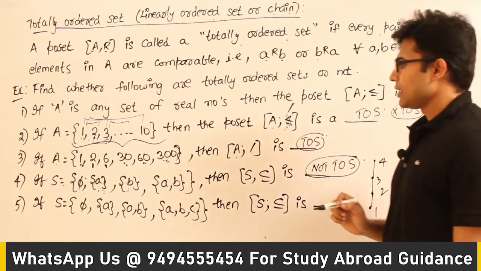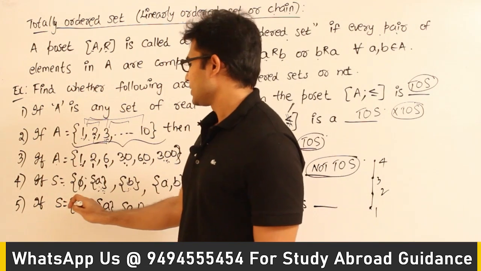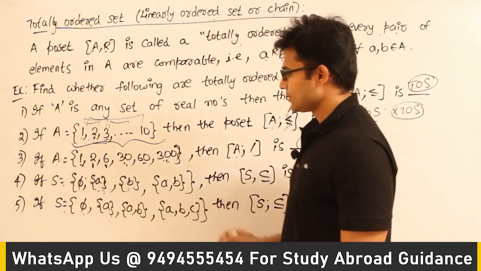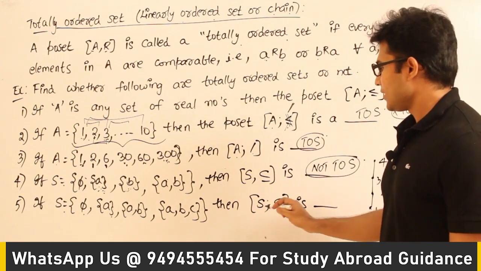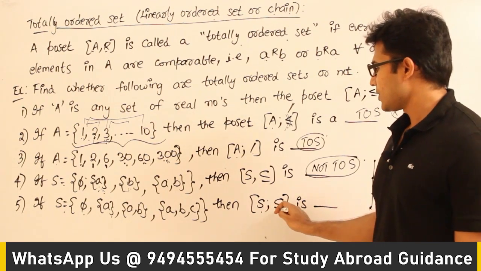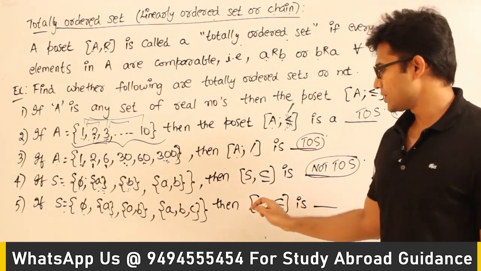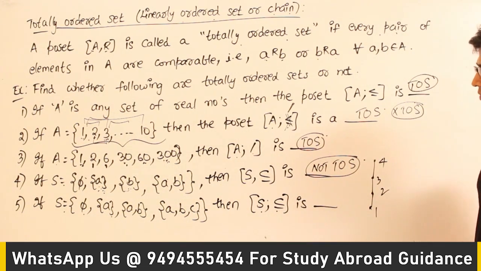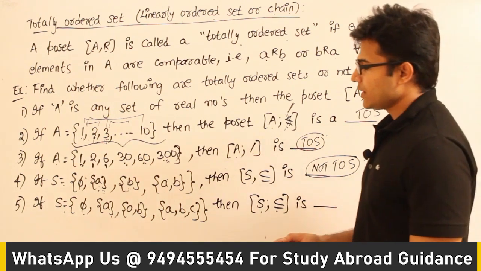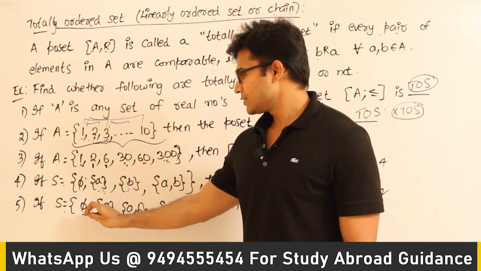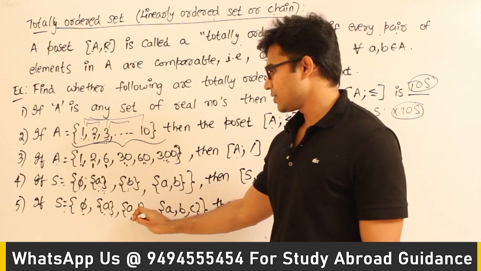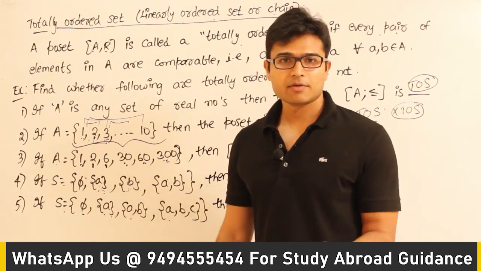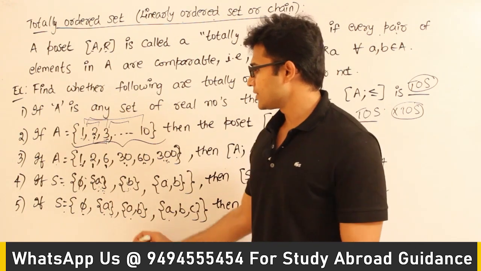Got it? And now let's see this one. If S contains phi and all like this, if S is a set of all sets, then what can we say about S with this poset? Sorry, it is not less than or equal, it is subset, proper inclusion. Now you can see this, phi is a subset of A, phi is a subset of AB, phi is a subset of ABC. Therefore, phi is comparable with every other element in this set.